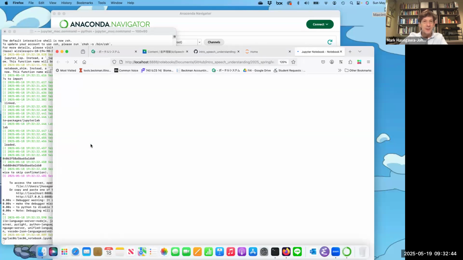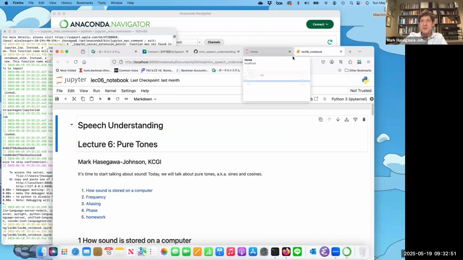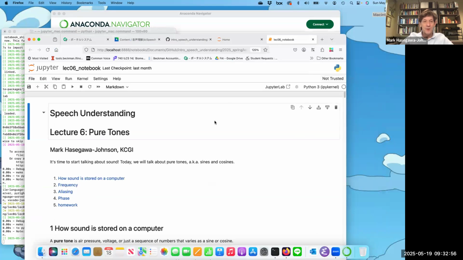All right, so if you'd like to follow along, you can open up Lecture 6 Notebook using Jupyter Notebook, or you can watch as I do this on the screen, and then you can try it again yourself later on, whichever you prefer. As is noted here, today we're going to start talking about sound.